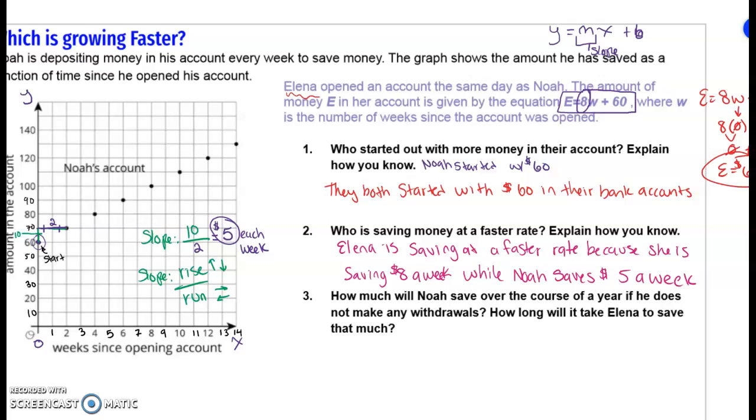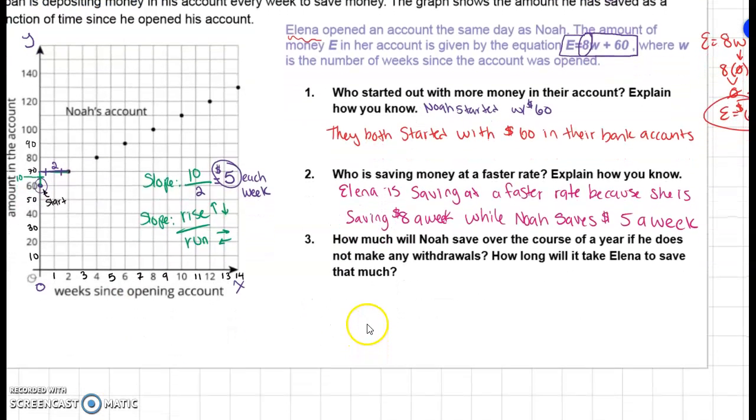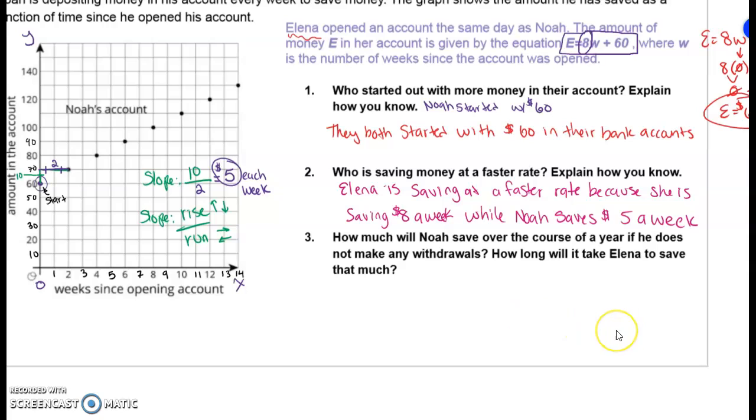So how much money will Noah save over the course of the year if he doesn't make any withdrawals? And how long will it take Elena to save that much? So first thing we need to know is Noah's equation, since we know that this is our slope, is y equals 5x plus 60. Remember, the $60 is what he originally started with. The $5 is how much he makes each week. So this is Noah's equation.